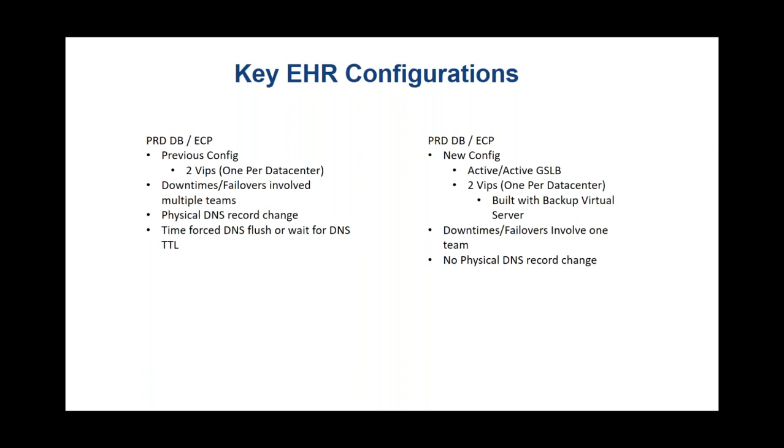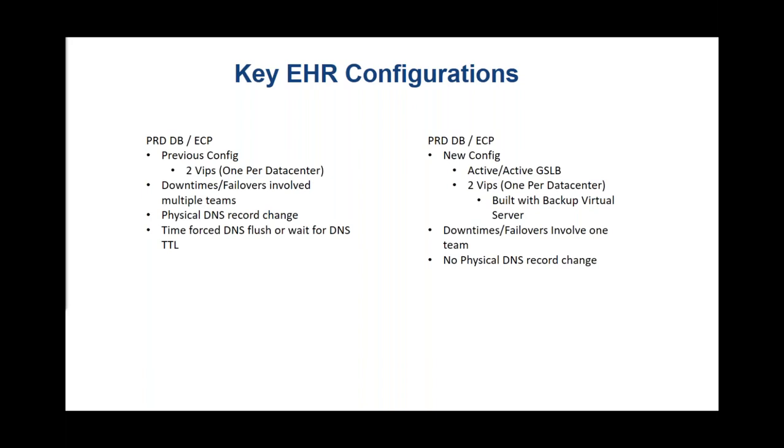So, our key EHR configuration. One thing I was talking about earlier, and this is for Epic, but this can be used for any myriad of configurations. Our previous config was we had two VIPs, essentially one per data center, and every time we had an outage or we had a flip of our prod database, which we look at like an Epic PRD as our DNS entry, it would look at one specific IP as an A record. Well, when we made the flip as part of our quarterly failovers or whatnot, we would actually have to change that and touch each one of our Epic Citrix servers along with all of our backend Epic servers themselves.